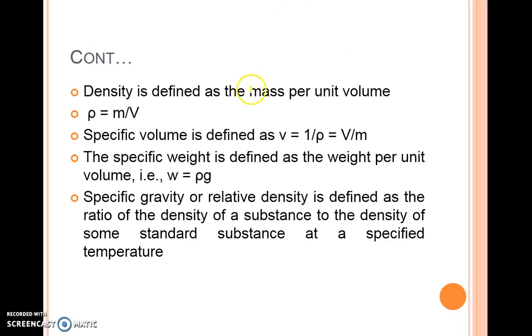Density is defined as mass per unit volume, that is rho is equal to mass upon volume. Then specific volume is defined as the reciprocal of density, that is 1 by rho, and that is volume divided by mass. The specific weight is defined as the weight per unit volume, that is W is equal to rho into g. Specific gravity or relative density is defined as the ratio of density of the substance to the density of some standard substance at a specific temperature.